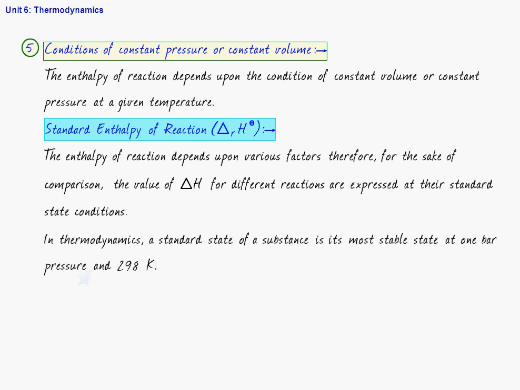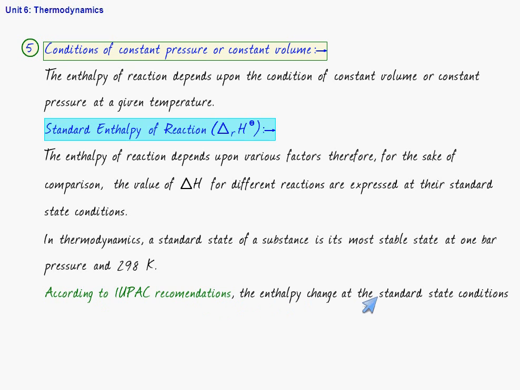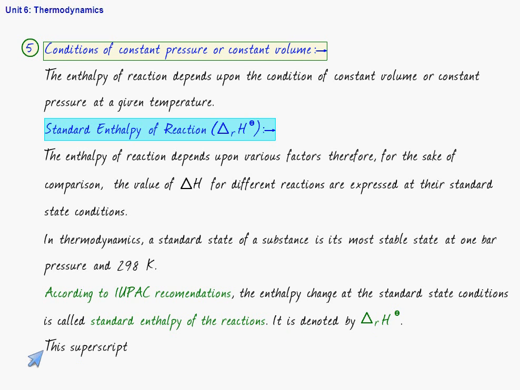Now, according to IUPAC recommendations, the enthalpy change at the standard state conditions is called standard enthalpy of the reaction, and it is denoted by delta RH with this sign. Okay, this superscript represents a standard state. Okay. Now you must understand that unless otherwise mentioned, the delta H values are the standard enthalpy change of the reaction.